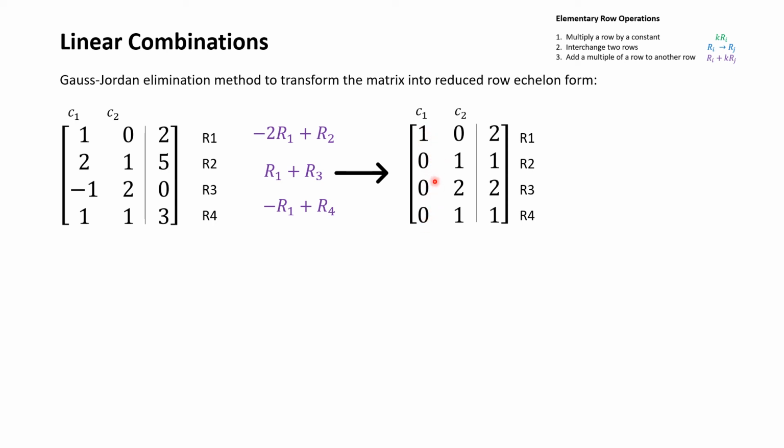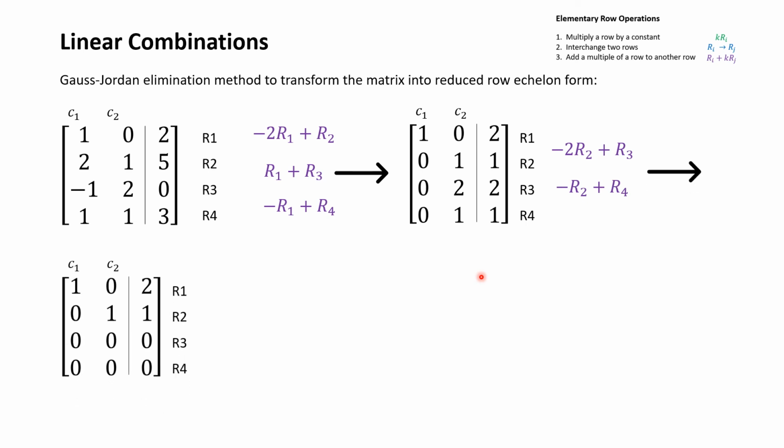Next, we're going to analyze row 2. We can see that the leading entry in this non-zero row is equal to 1, so the first requirement is satisfied. And now we must use elementary row operations to ensure that all elements above and below this leading entry are equal to 0. In order to do this, we are again going to add a multiple of one row to another row. And this operation is going to lead to this matrix over here. And here we can see that we have a direct solution where C1 is equal to 2 and C2 is equal to 1.